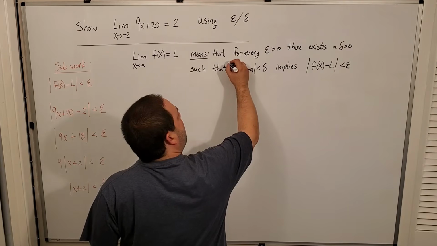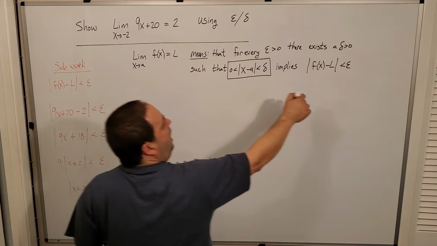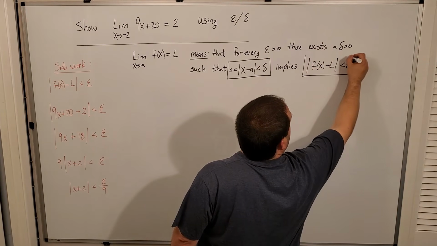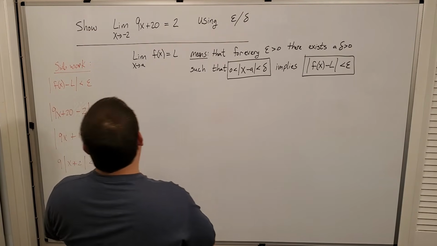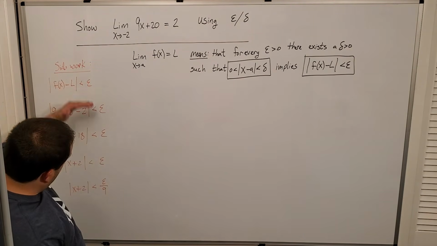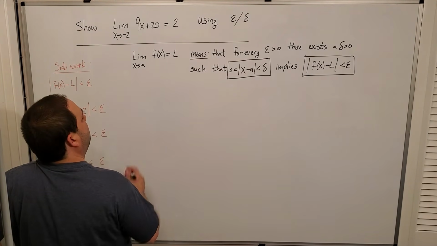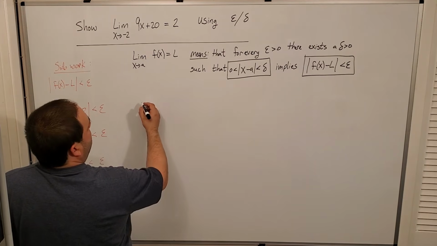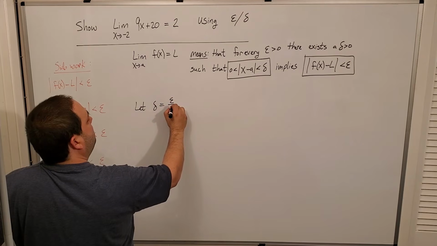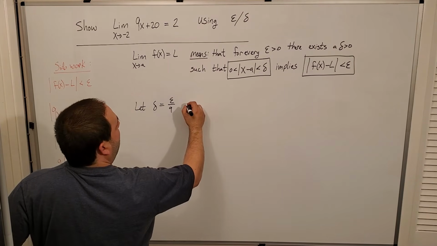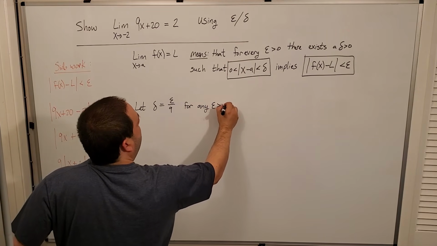We need to say, I will always be able to find a delta that implies that my function is within the epsilon distance of the limiting value. All right. Well, like I said, we're working backwards here. So this is what we'll say. Let delta equal epsilon over 9 for any epsilon greater than 0.